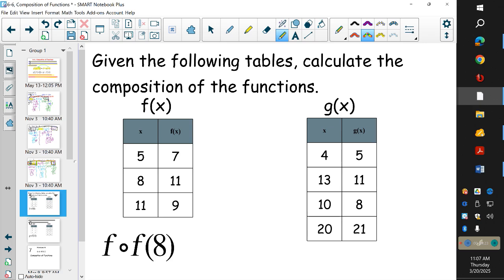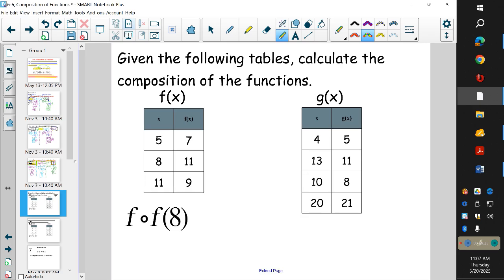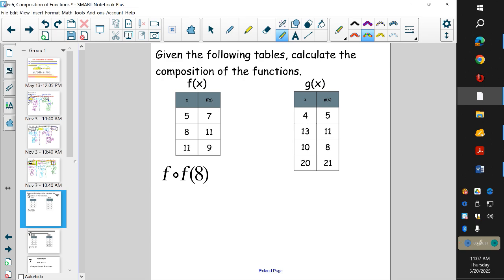No, it's the same concept. It's exactly the same concept. This is not in your notes right now, so you probably need to add it. Okay, I want to do f of f at 8. Huh, why would I do that? Because I can. Okay, I don't like that notation, so I'm going to rewrite it. F parenthesis f at 8.